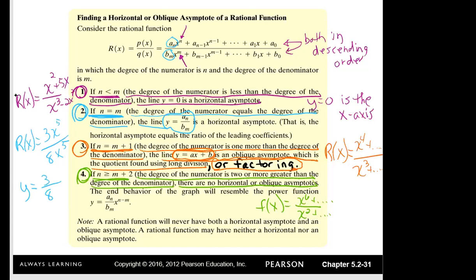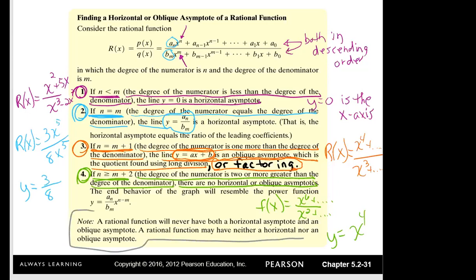Then there are no horizontals. There are no obliques, and then the graph would resemble an x to the 4th. It would have an x to the 4th look. Now there is something important down here at the bottom.